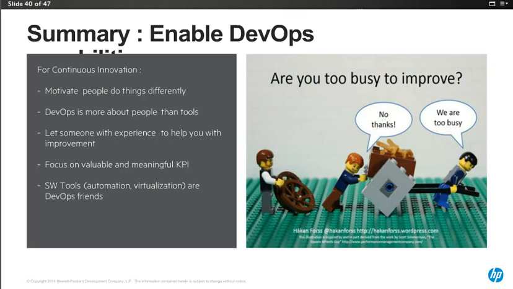Let me briefly summarize today's webinar. What I would like you to keep in mind is that for continuous innovation, for continuous delivery, for enabling DevOps, the key thing is to motivate people to do things differently. The second thing I tried to stress is that DevOps is more about people. Therefore, don't think that it's necessary to hire new people because you are not familiar with DevOps, that the other guy is familiar with DevOps. No, this is not a good approach.